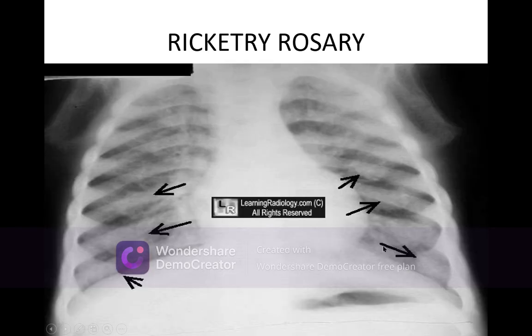Now here you find in the rib, at the costochondral junction, there is a round-shaped opacity. This is the rickety rosary. Rickets is seen in the young population, in children. Rickets will be seen in the young and children, and osteomalacia in the older population. Rosary formation here.